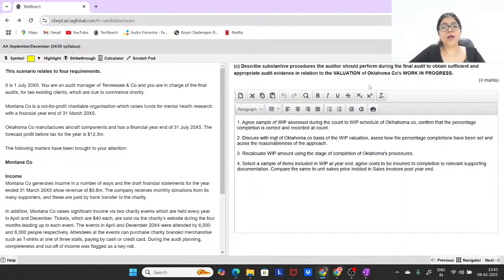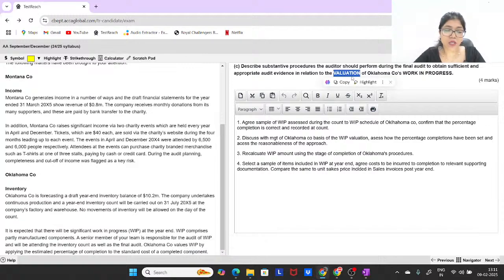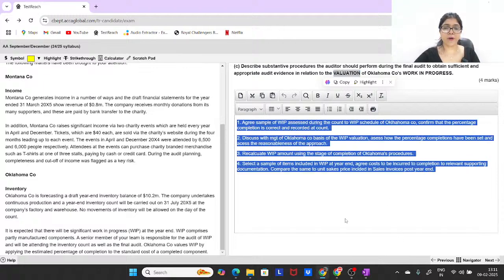Okay. Describe substantive procedures the auditor should perform during the final audit to obtain sufficient and appropriate audit evidence in relation to the valuation of Oklahoma's work in progress. So basically we have to only refer to this last paragraph to be able to write our answer, and we have to focus mainly upon the valuation assertion as well, right? If they have given us some assertion, that does not mean that all the answers will be based on valuation. Mostly it has to be based upon valuation. Another, you can write 1 or 2 maximum depending upon the marks, right? Okay, so this is a very short 4-marker answer. So 4 points we need to write.